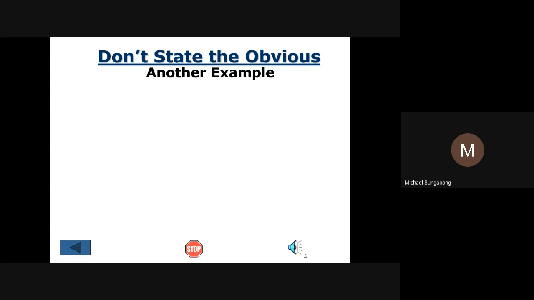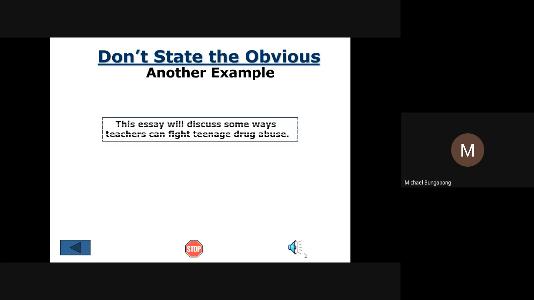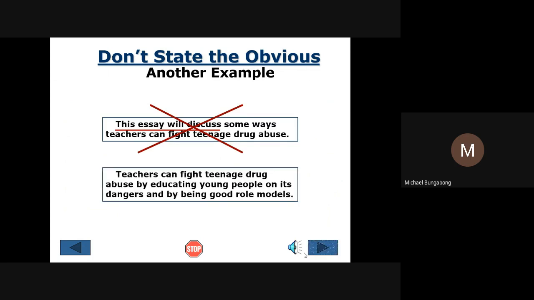And another example for this, just to make sure that you can write it or remove it, okay? This essay will discuss some ways teachers can fight teenage drug abuse. Now, let's make it more pleasing. Teachers can fight teenage drug abuse by educating young people on its dangers and by being good role models. So this sounds better, and of course you can write without using that "essay".